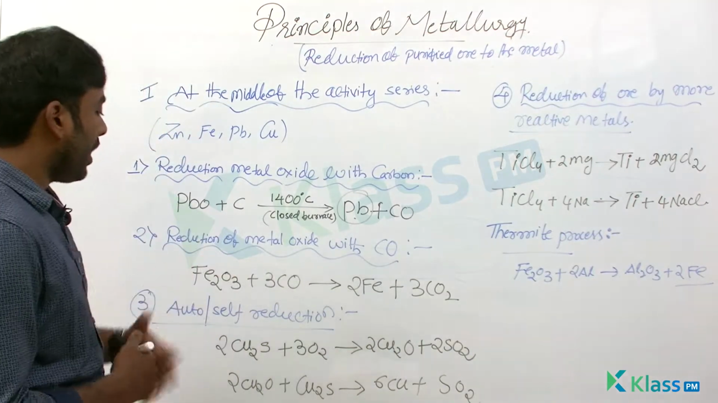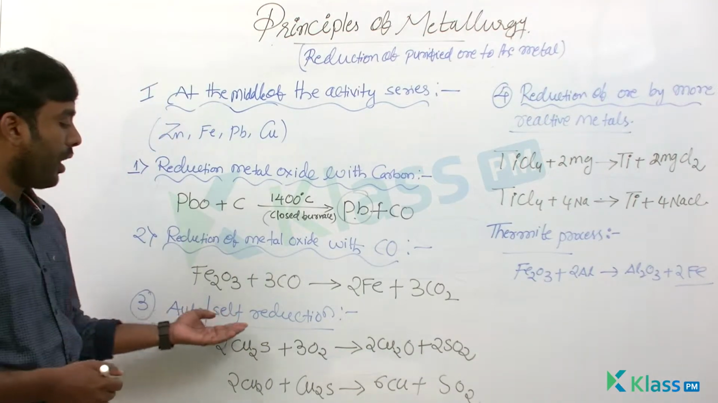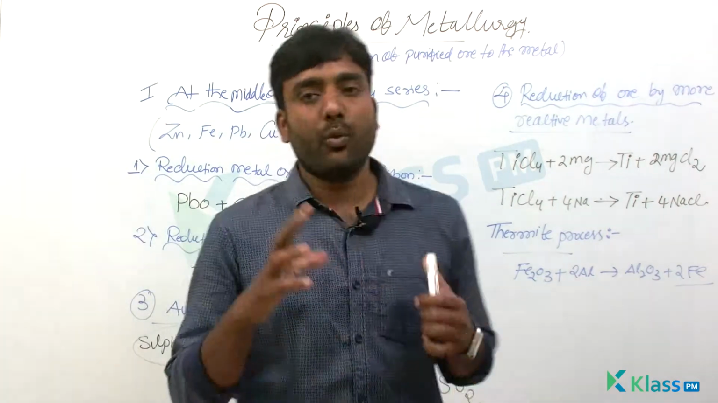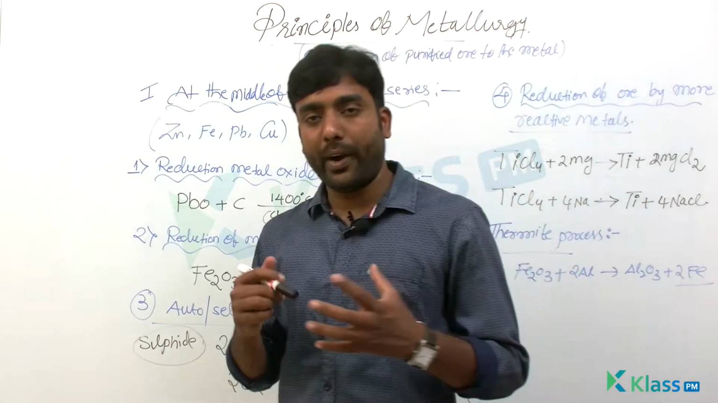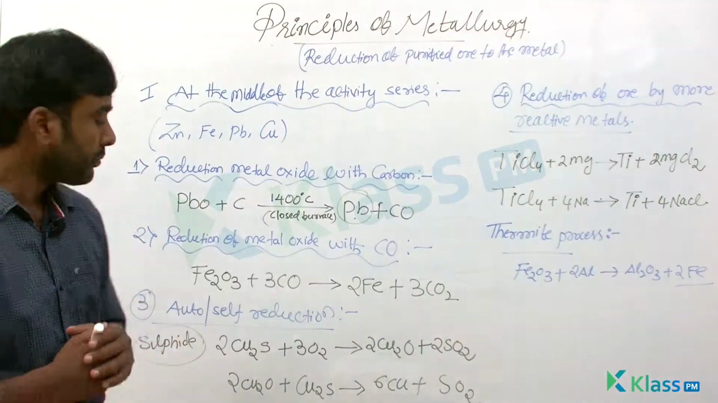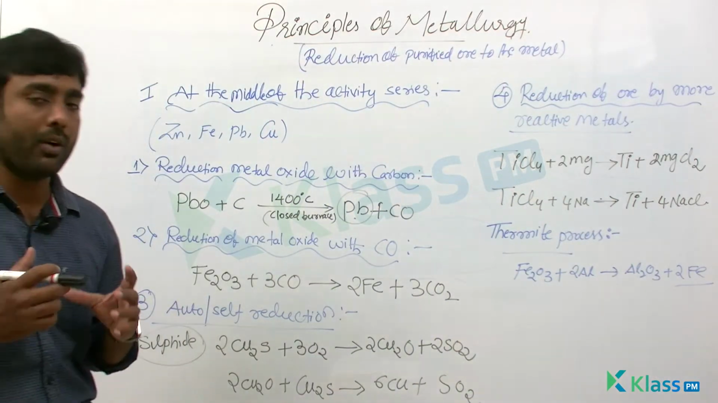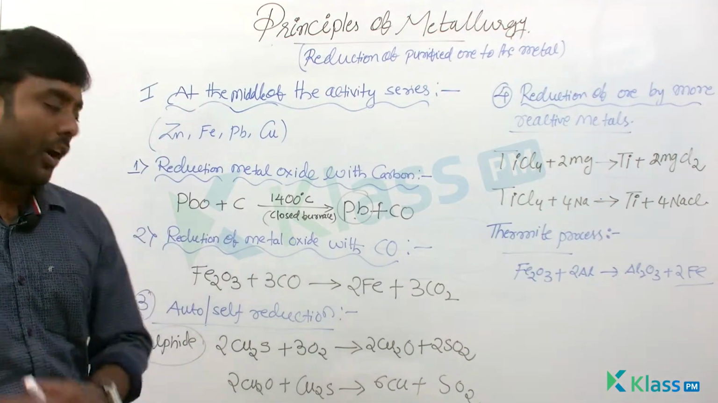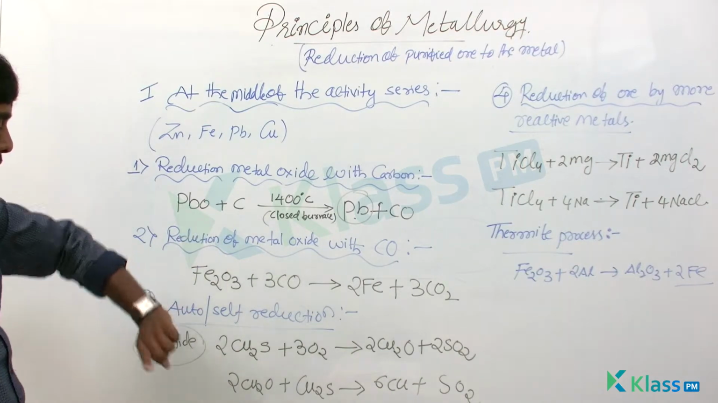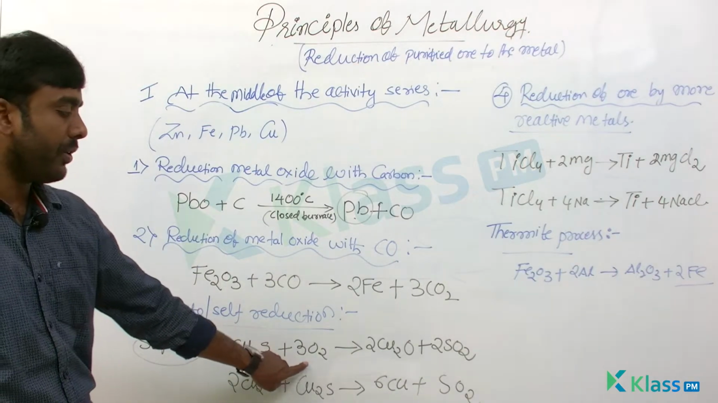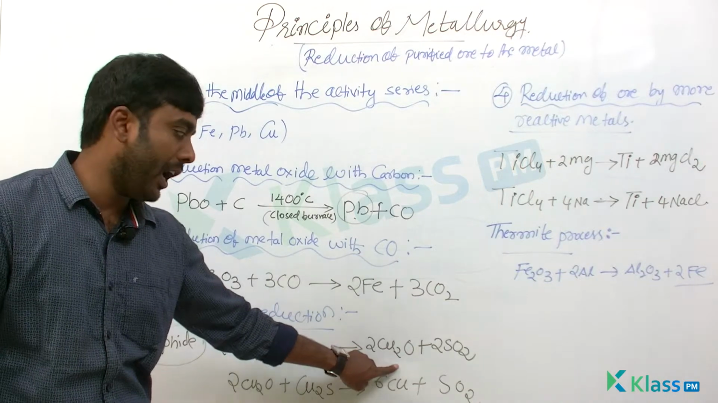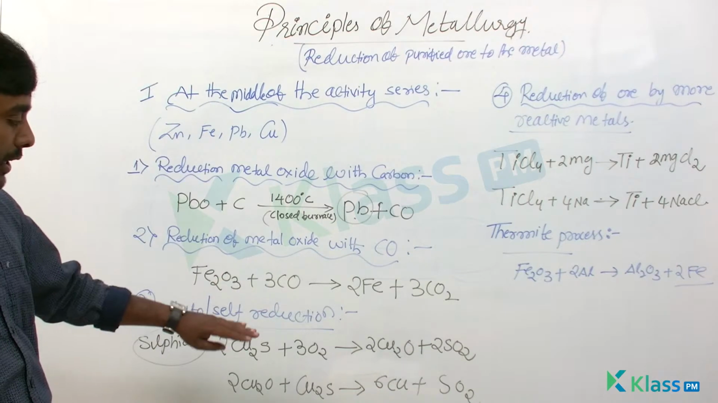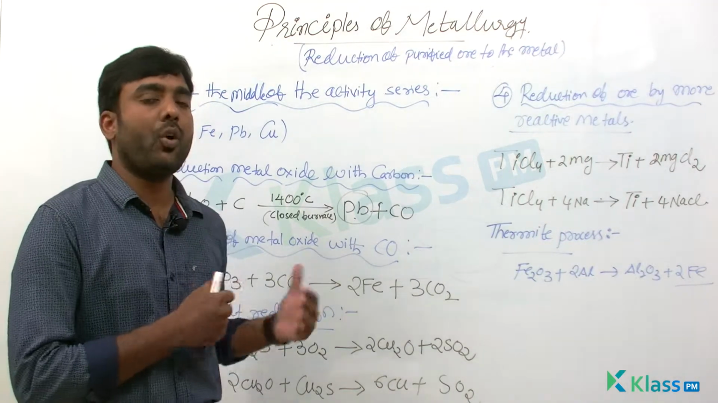Okay. So the third method is auto or self reduction. Generally this method is used for the sulfide ores. For example, if you take the copper sulfide ore, that is copper pyrites. Copper pyrite is the sulfide ore of copper. Now this is first converted into its metal oxide. So when copper sulfide ore is reacted with oxygen, we will get copper oxide along with sulfur dioxide. Now this is done in the presence of air. That's why you can call it roasting.